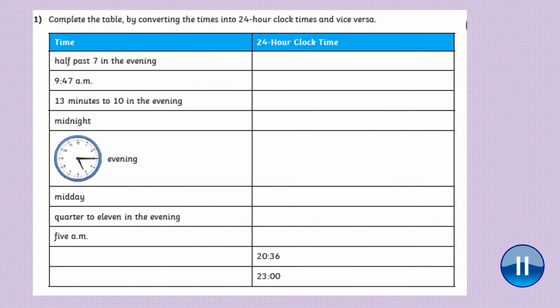Okay, this table, what I want you to do is look at the times, and then I want you to look at converting them into 24-hour clock. Now 24-hour clock is, I gave you a clue the other day, the best way to do it is add on 12 hours. See how you go with these, and we'll come back with the answers on the next slide.